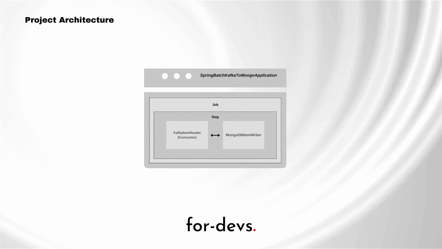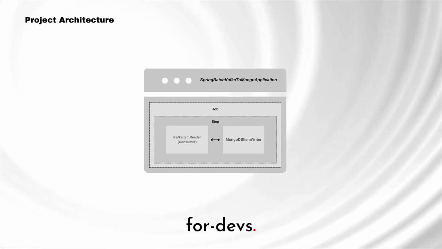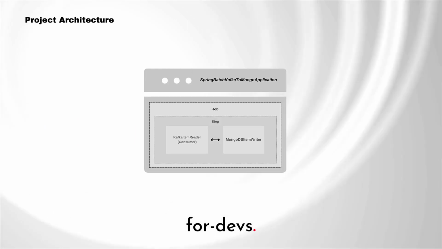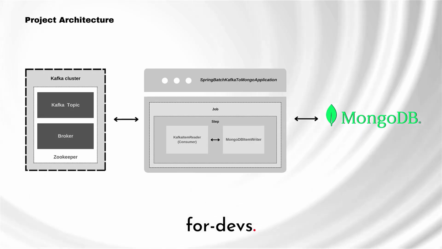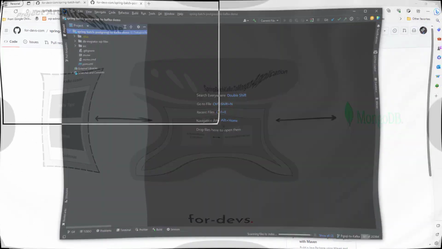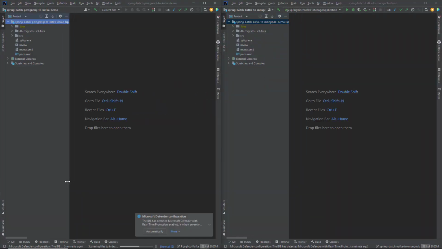We have developed a new Spring Batch application with a single-step job that sets up a reader to consume messages from Kafka and a writer to write them into MongoDB. This new application should run alongside the Spring Batch PostgreSQL to Kafka application shown in the previous video.